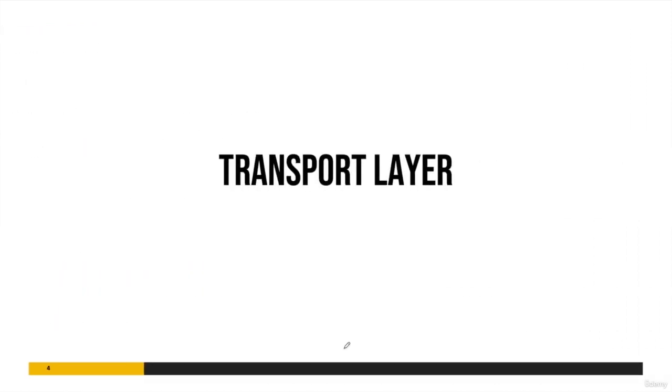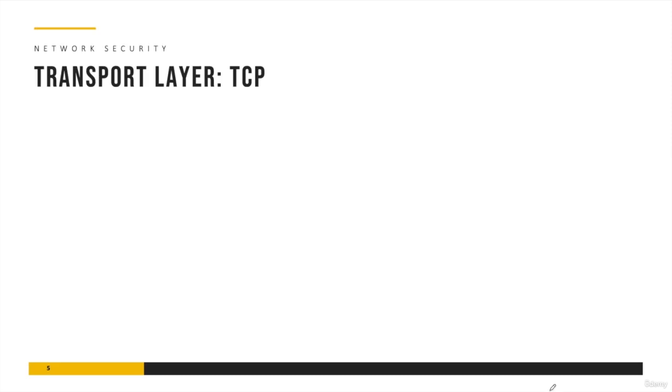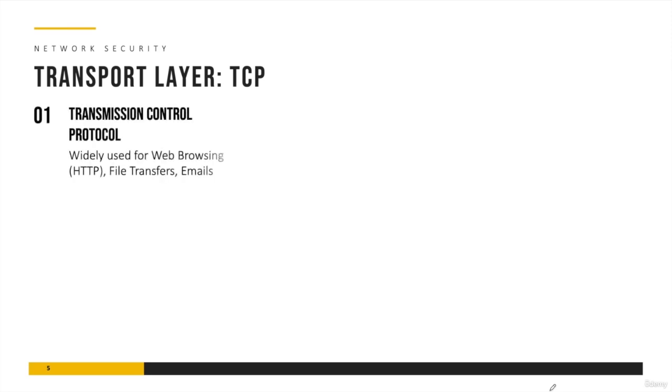Next, we're going to have a look at the transport layer and how it helps the application layer in delivering data between end systems. Perhaps the most popular protocol at the transport layer is the TCP protocol. TCP stands for Transmission Control Protocol, and this protocol is widely used for web browsing, file transfers, emails. So any application layer protocol such as the HTTP, which is used for web browsing, it basically asks the TCP protocol to do the heavy lifting.